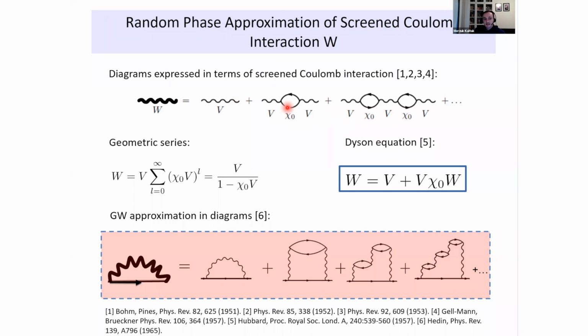But in essence, you have, again, something that looks very similar to the Green's function, but now for this screened interaction. And you can evaluate this geometric series to end up with the corresponding Dyson equation, now connecting the bare Coulomb interaction via this polarizability with the screened interaction. And now this screened interaction can be seen as an interaction between quasi-particles.